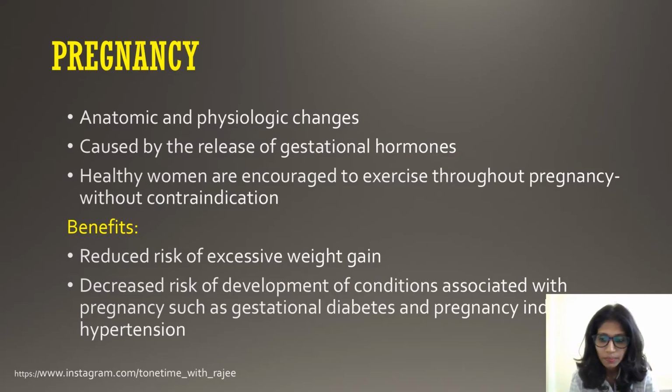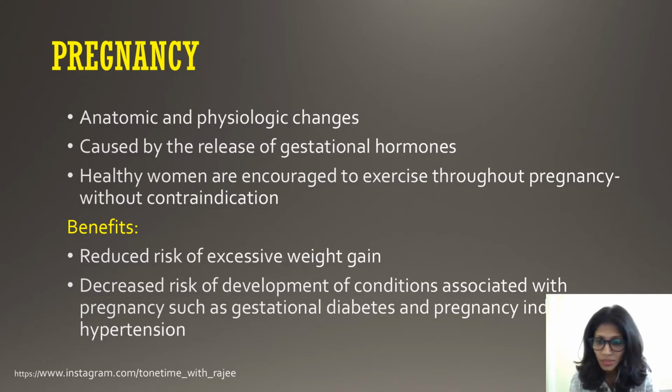Pregnancy. Okay, so now pregnant ladies, what physiological changes happen during pregnancy? Now let's see one by one. First point is anatomical and physiological changes. Normally they undergo a lot of anatomical and physiological changes. This is mainly caused by the hormone called gestational hormone. This particular hormone secretes only during pregnancy, from conception till the delivery. This hormone is actually very good for pregnant ladies, because it helps both mother and baby in the womb.